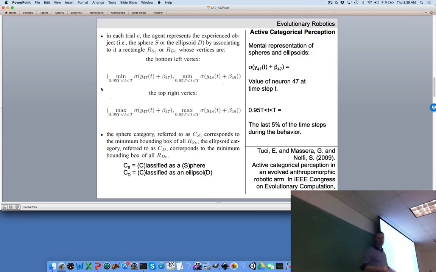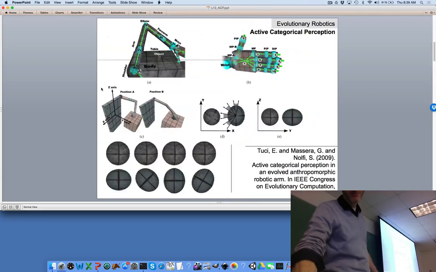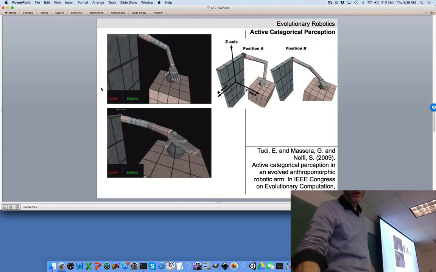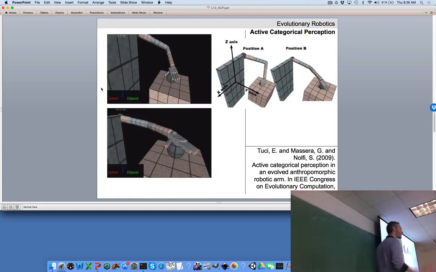So at the beginning, the blue arrow is pointing up, meaning the robot doesn't know whether it's a sphere or an ellipsoid. What's the value of 47 and 48 at the first time step of the evaluation period? 0, 0. It's not inside either of the boxes, right? So if the values of neurons 47 and 48 are outside both of those bounding boxes, the robot says, I can feel something touching my palm, but I have no idea what it is yet, right?